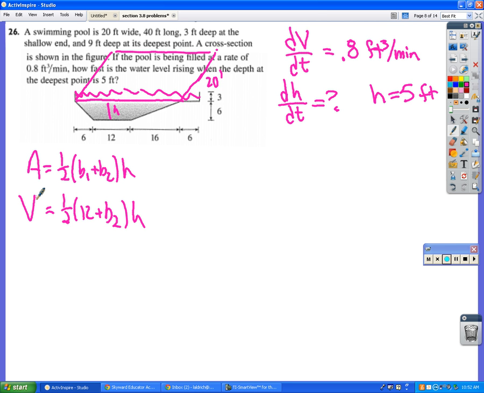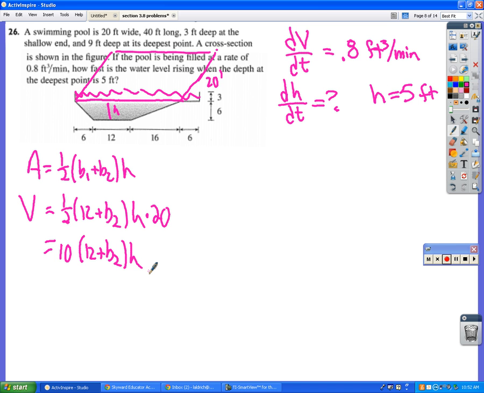At that moment, but remember, that's the last thing you do is plug that in, okay? Right, the width of the pool is 20, so can we make it 10 up front? Yeah, let's make the 20 and a half be a 10. So this is going to be 10 times 12 plus base 2 times 8, okay?